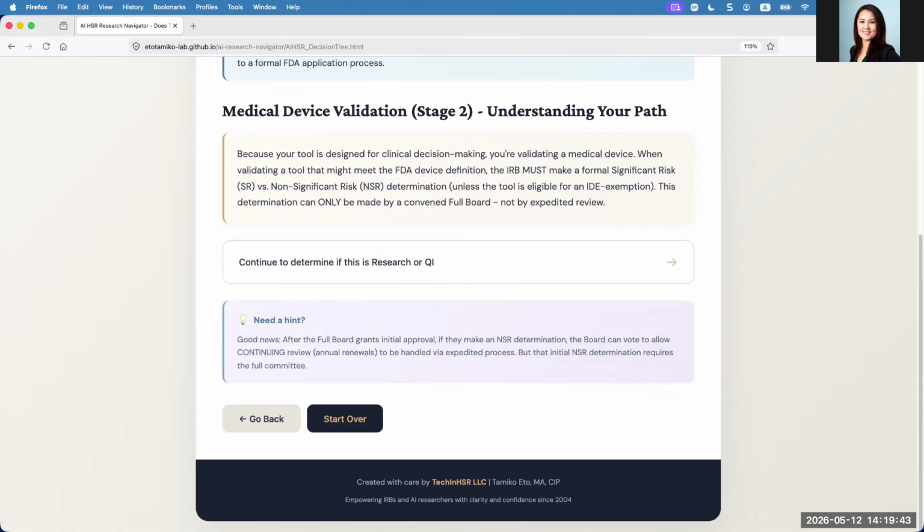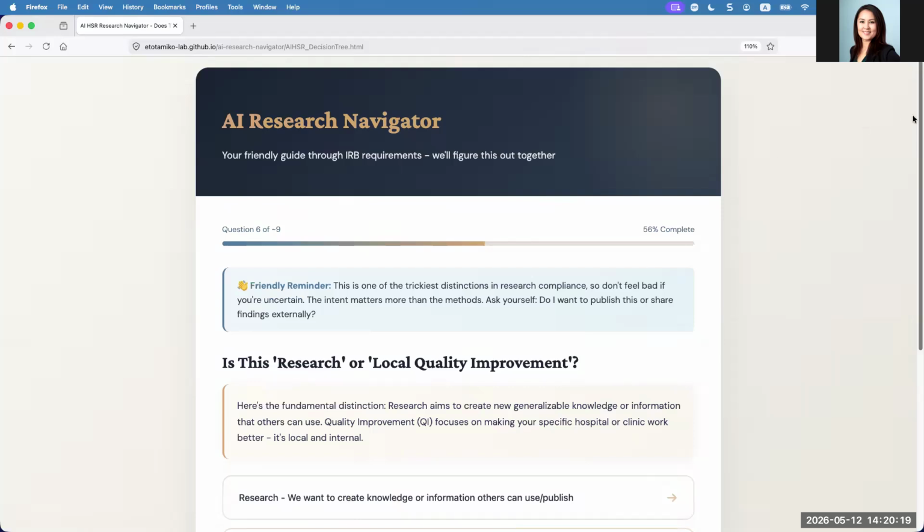So now we've made that device determination, the initial review determination, but now I want to do a double check and see, is it actually research or is it quality improvement? So let's go ahead and continue to determine if it's research or quality improvement. Because if it's quality improvement, then actually the board would not make that NSR determination because it would not even go to IRB review. So let's see if that now has to happen.